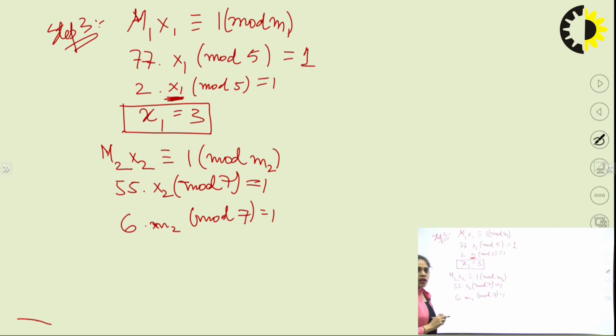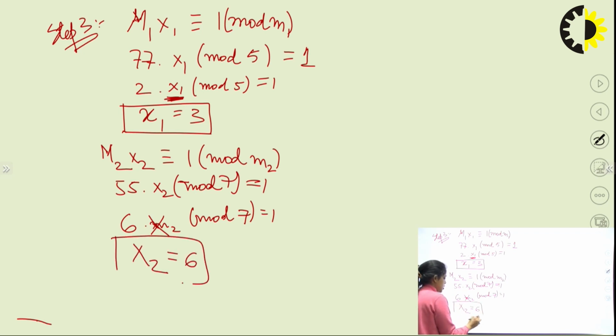So we will find out the value of x2 in such a way that when we will multiply this 6 with the x2 by taking mod with 7, it will give you 1. So obviously, if we will take the value of x2, that is 6. 6 6s are 36. When we will take 36 mod 7, it will give you 1. So obviously, the value of x2 is equals to 6 over here.